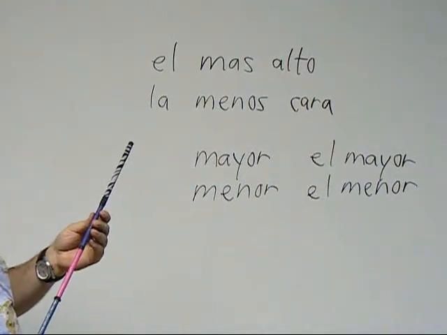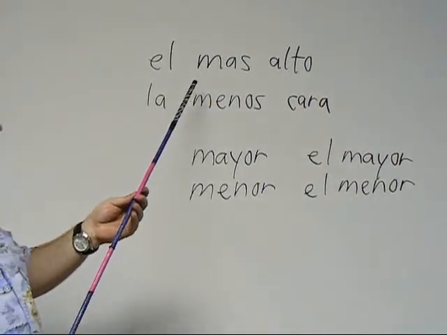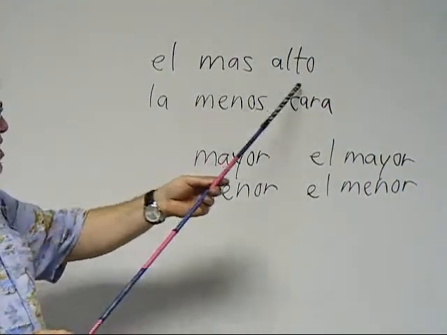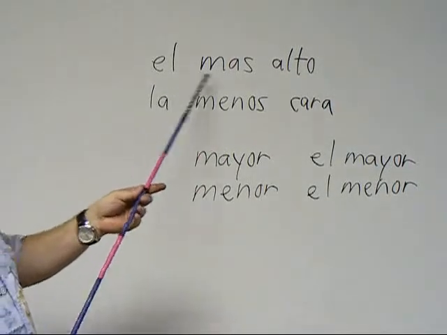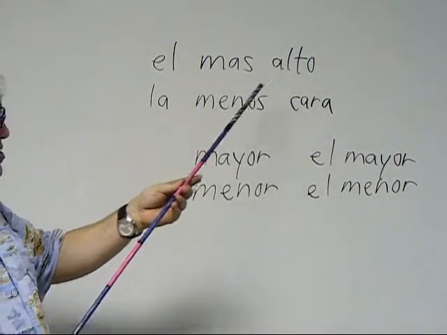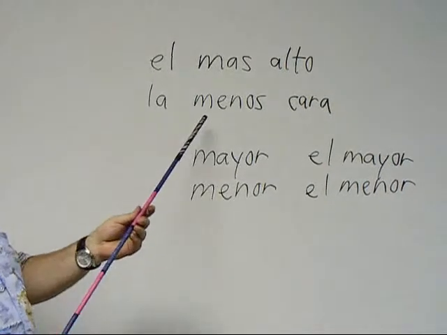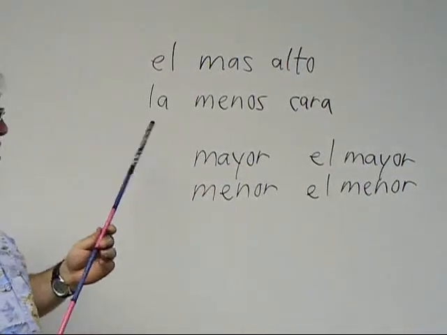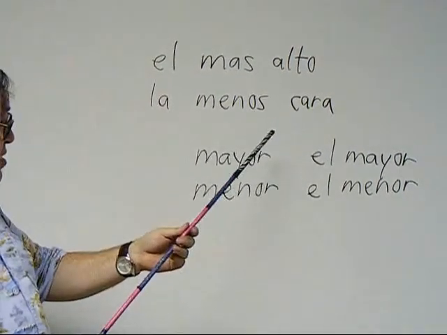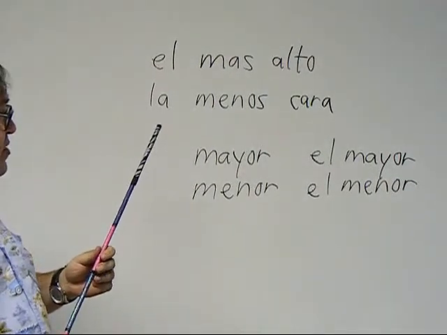Okay, now let's discuss the superlative. The basic superlative form takes the comparative form and puts a definite article before it to make it superlative. More tall is taller, but el más alto is the tallest. And the only thing that changes it from taller to tallest is the word for the. La menos cara, the least expensive. Menos cara is less expensive, but la menos cara is the least expensive. And the only difference between this and less expensive is the definite article la. La menos cara, the least expensive.